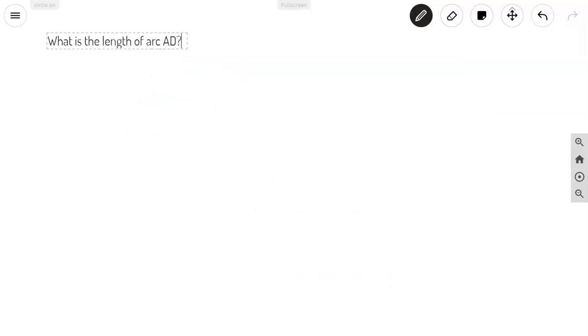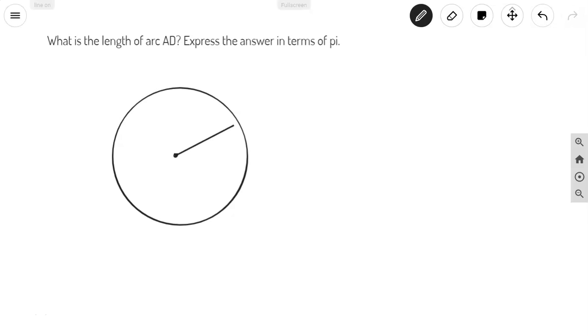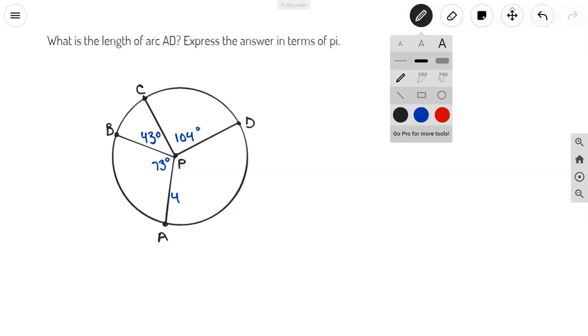Let's look at an example. In this question, we're going to find the length of arc AD, and we're going to express the answer in terms of pi. So they're giving us the radius is 4 and 3 parts of the circle, 73 degrees, 43 degrees, and 104 degrees.